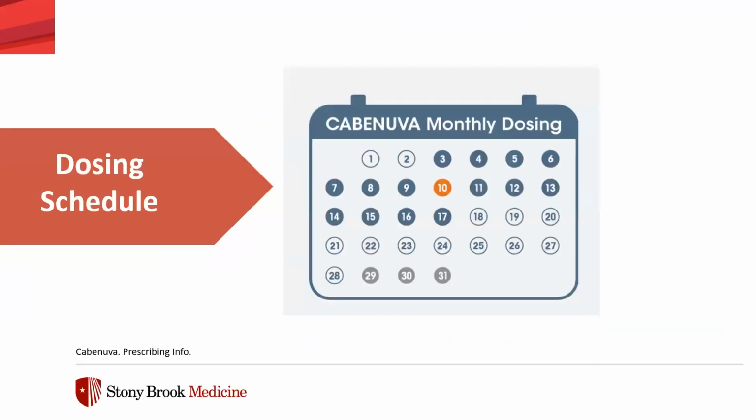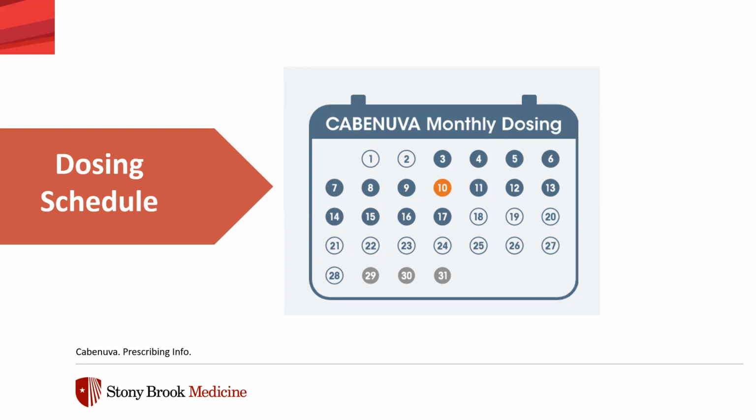It's recommended that Cabenuva is administered at the same time every month. So these patients will have a treatment target date. As you can see on this calendar, that number 10 in orange is exampled as someone's treatment target date. As we know, much like for us, it's not always feasible to get an injection at the same time every single month. Because of that, there is flexible dosing that allows for continuation injections to either be given 7 days before their target date or 7 days after.